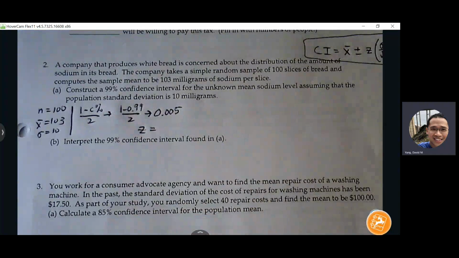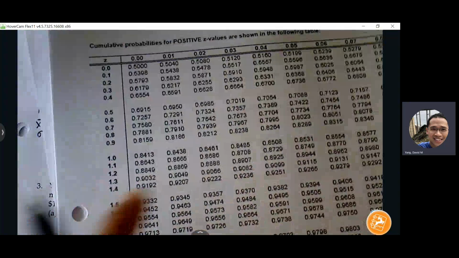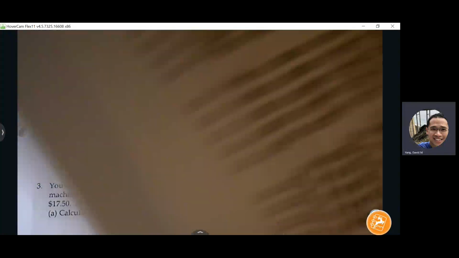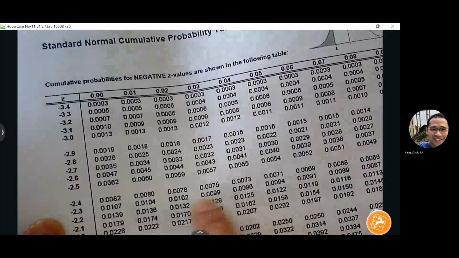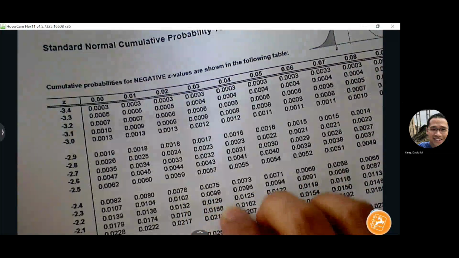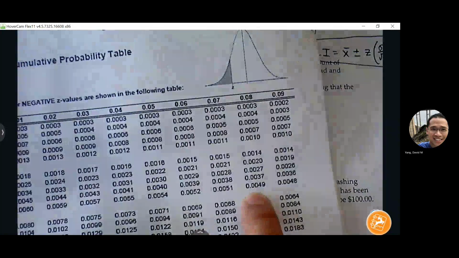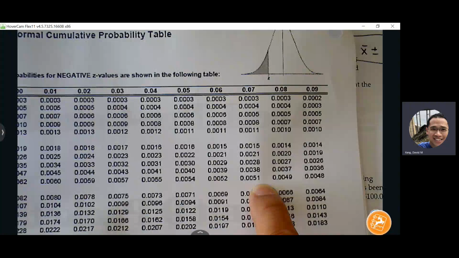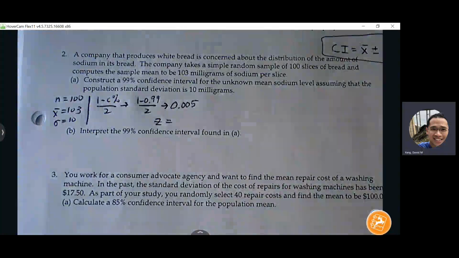Okay, so 0.005, go to page 2. Find the z-score that's associated with that probability. That's page 2. We can either choose negative 2.57 or negative 2.58. I chose negative 2.58, but either is fine.